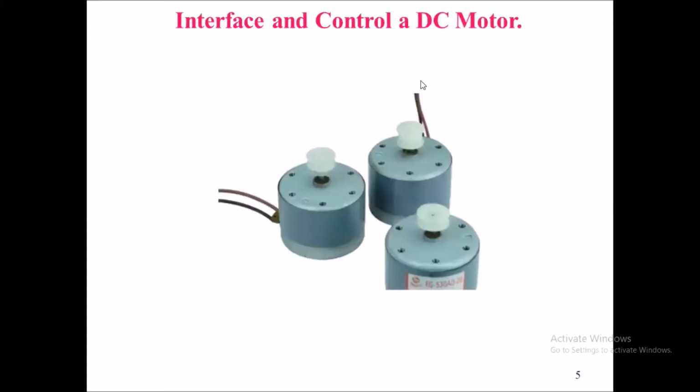So this is the image of the DC motor. There are three DC motors here. This is the motor shaft. You can see here, this is the motor shaft. This can also be called the motor head. So this is the motor. Here, these are the two ports.